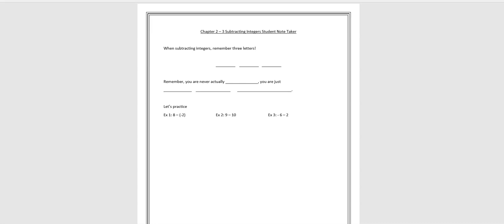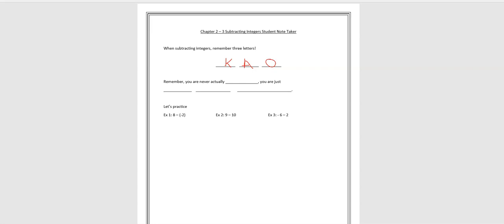Hello, today we're going to be discussing how to subtract integers. Let's jump right in. As you can see here, it says, when subtracting integers, remember three letters. You're probably thinking, what are you talking about? I'm serious. All I want you to do is remember the letters K, A, O.